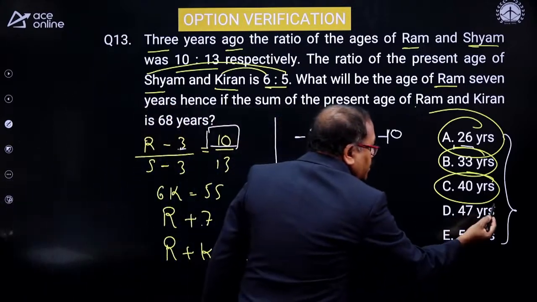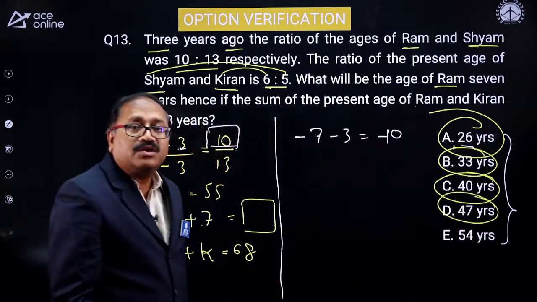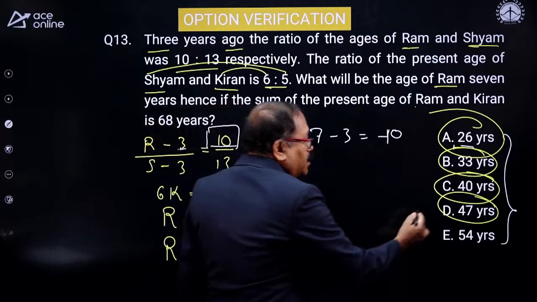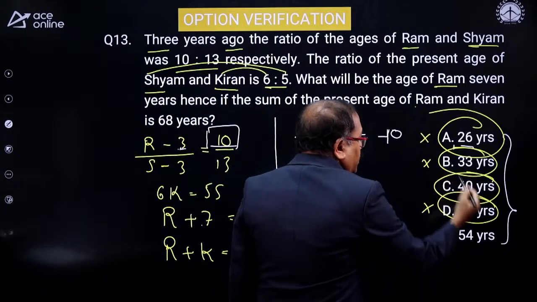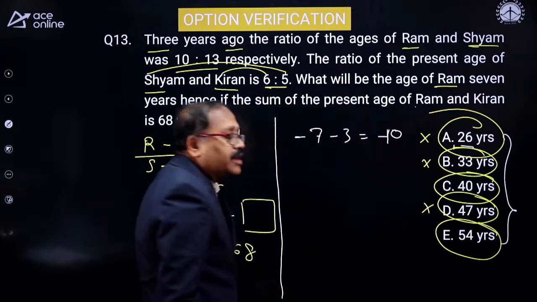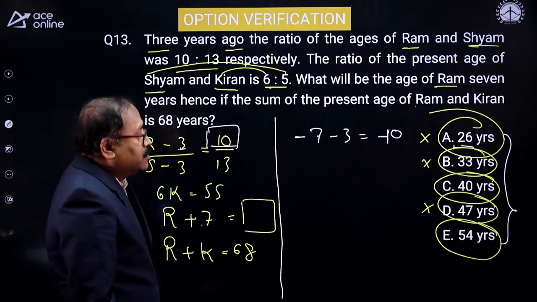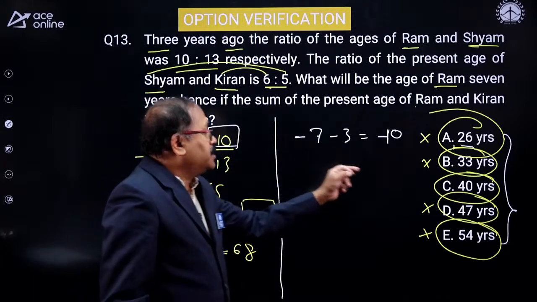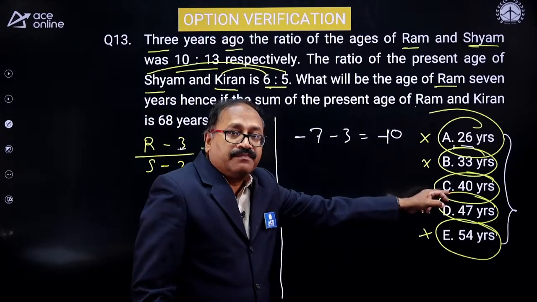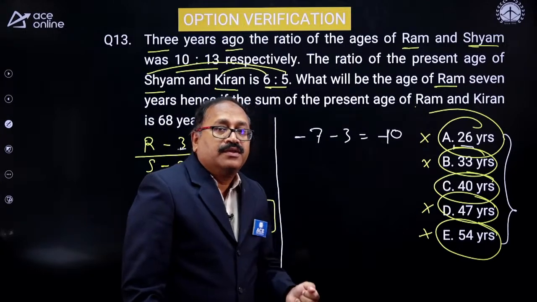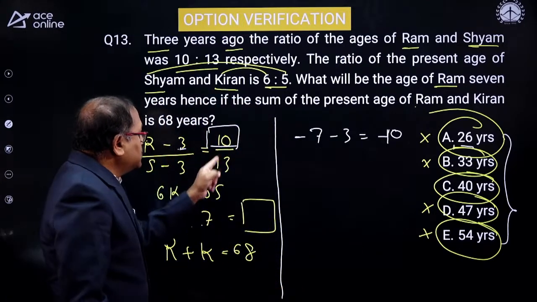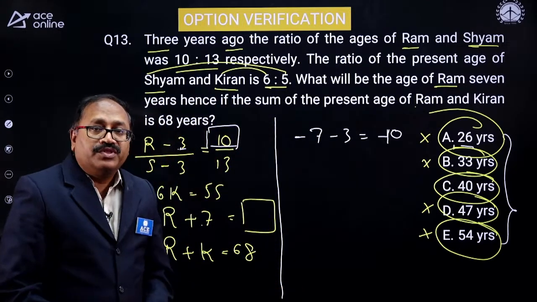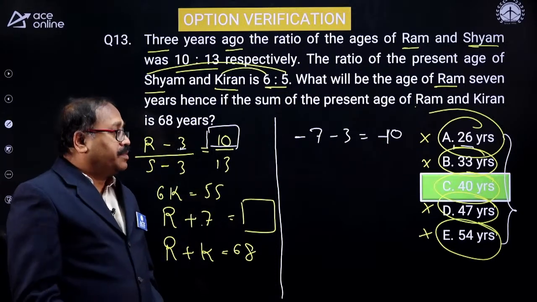From here, if I take out 10, it's not a multiple of 10. From 54, if I take out 10, it is not a multiple. Therefore, I have only one option from where if I take out 10, 40 minus 10, that is 30. That only satisfies this ratio. Therefore my answer should be C.